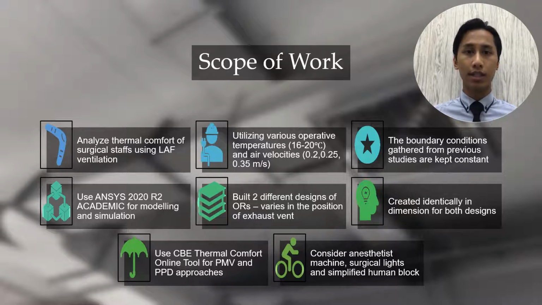This study uses ANSYS 2020 R2 academic for the modeling and simulation process. There are two surgery room designs having a different position of their exhaust vent. Design 1 located the exhaust vent at low level, while design 2 is at high level. Both designs were created identically in terms of dimensions. Other than that, this study uses the CBE thermal comfort online tool for PMV and PPD methods. Lastly, this study uses only an anesthetist machine, surgical lights, and simplified human blocks.